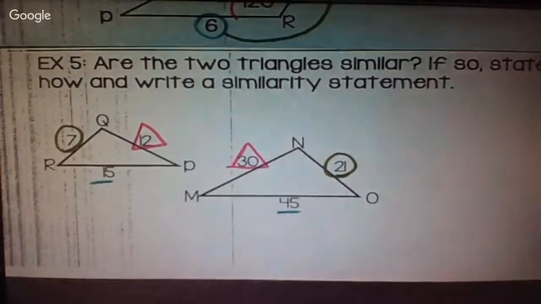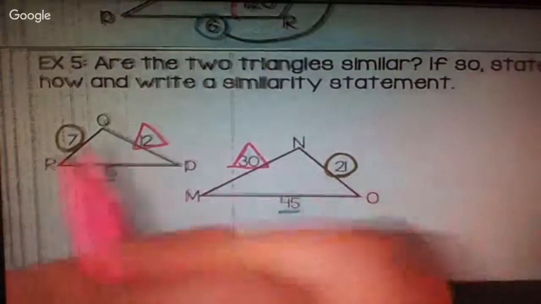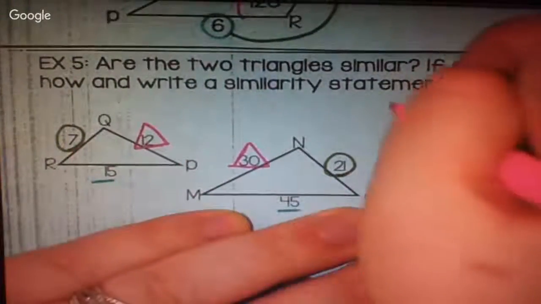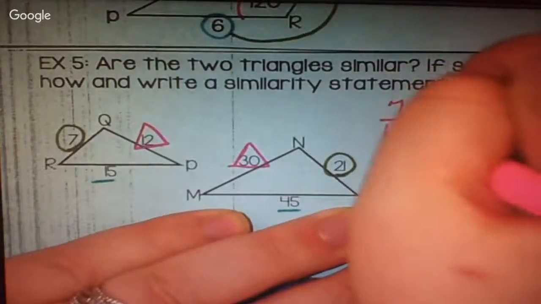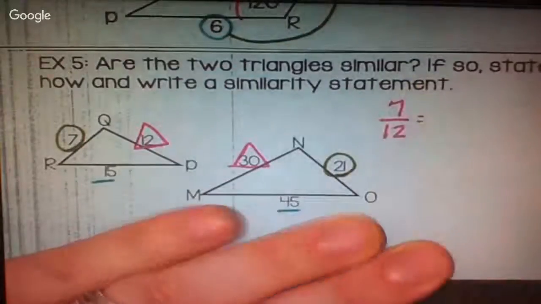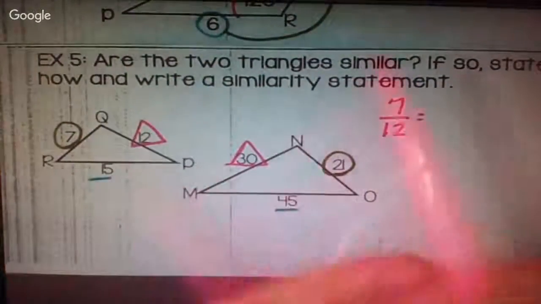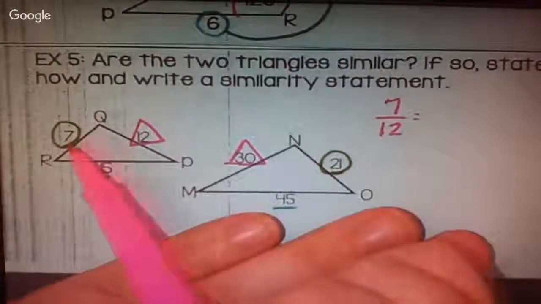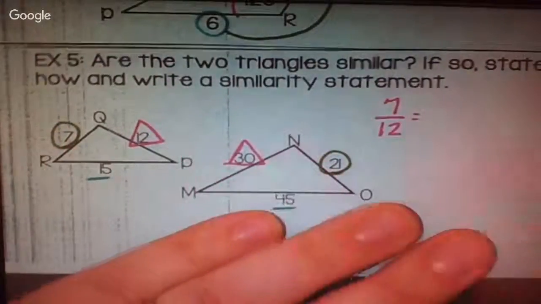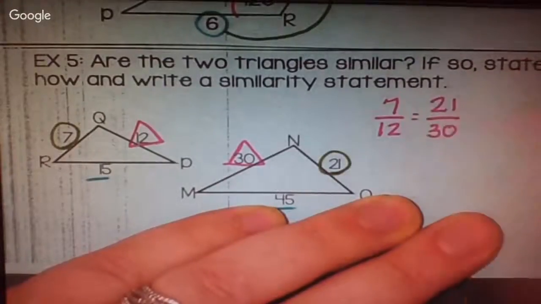So I need to do 3 sets of proportions. So my first one, let's do 7 over 12. So I did the small side and the middle side, which means my second fraction should be 21 and 30, because 7 goes with 21, 12 goes with 30. So my second one has to be 21 over 30.